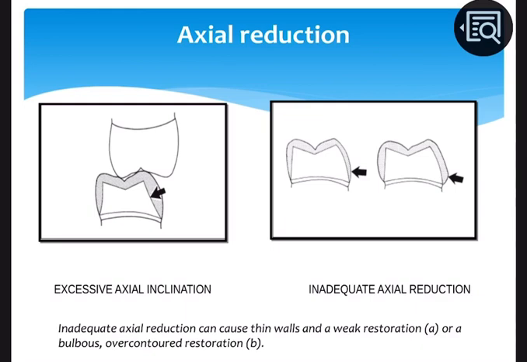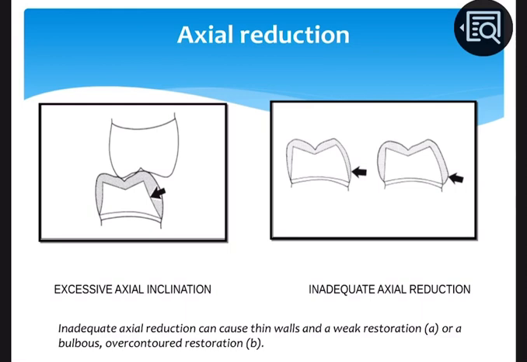When we are making the crown, it will be made bulbous or over contoured restoration and not aesthetically good. So when we are performing the excessive axial inclination or over reduction, then the crown made on that preparation will be bulbous or over contoured restoration and not aesthetically good, and the patient will not accept that kind of crown.